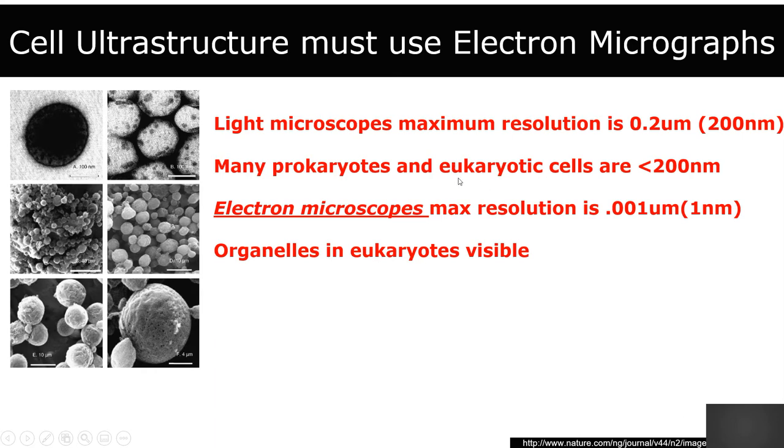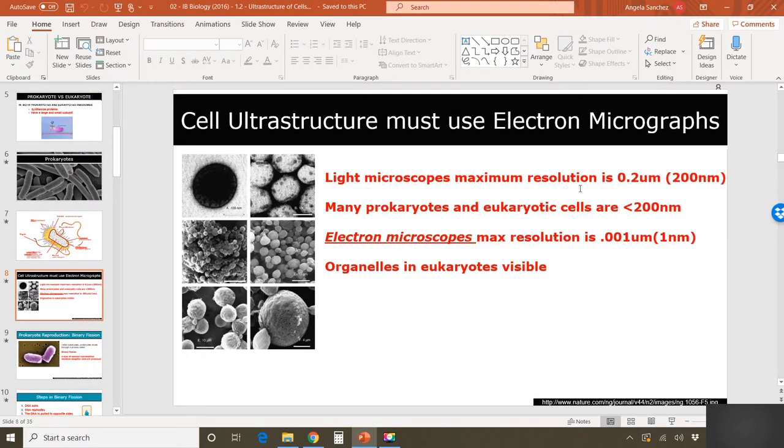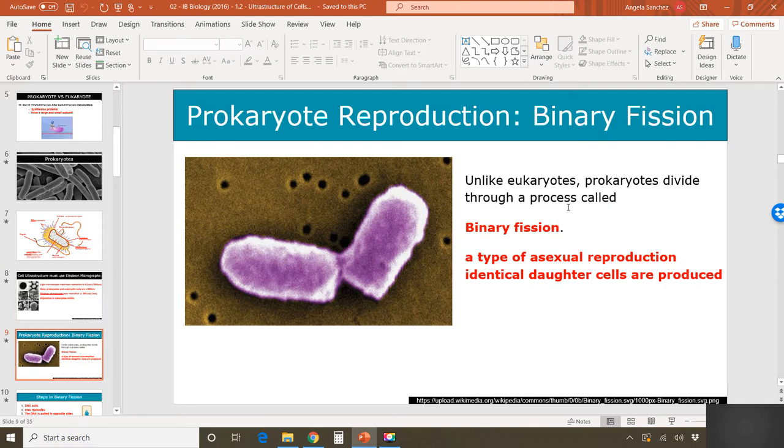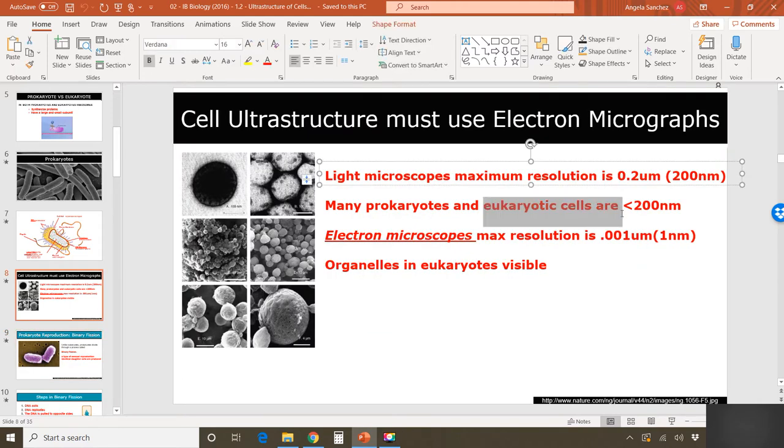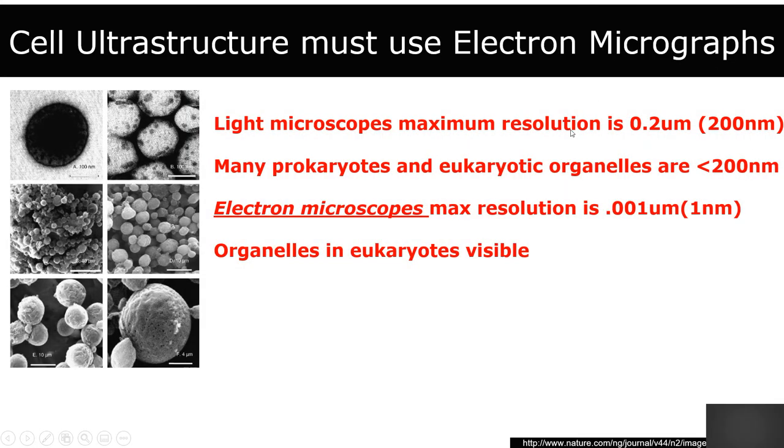Many prokaryotes and some, not the eukaryotic cells, let me just change that right now. Eukaryotic organelles. So eukaryotic organelles are less than 200 nanometers. So the light microscope will not be able to see them because they're too small.